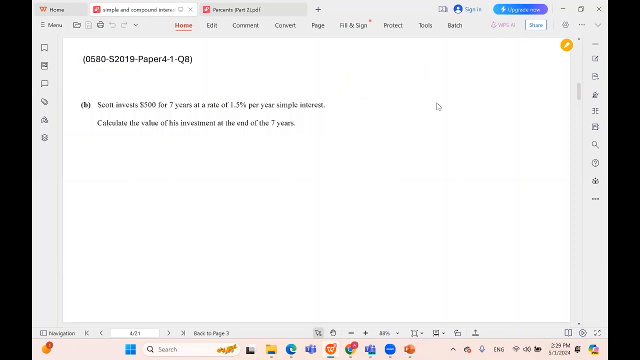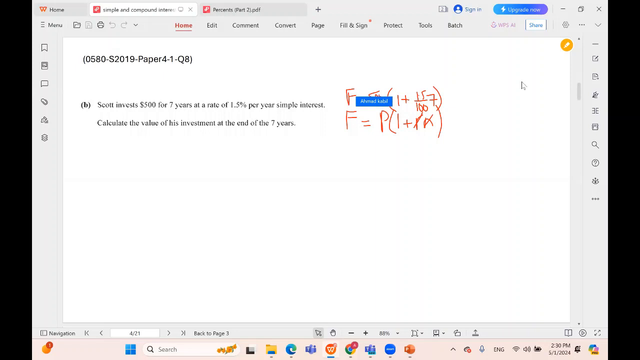Scott invests $500 for 7 years at a rate of 1.5% per year, simple interest. Calculate the value of his investment at the end. So again, F equals P times 1 plus Rn. So N is 7. R is 1.5%, so 1.5 over 100. We have 1 plus this amount. And the present value is 500, and we want to find the future value.